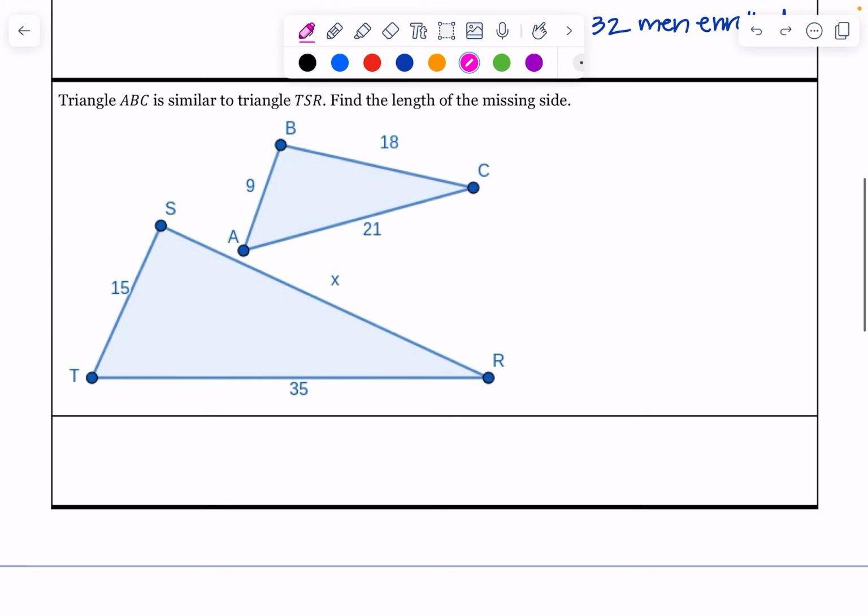All right, triangle ABC is similar to triangle TRS. Find the length of the missing side. So this right here is what we are looking for. ABC is the order they give us for the first one, and then T, S, R, so they are set up the same way. When we're comparing, I'm going to make this side pink as well, so we can see which ones go together, and then let's make this side orange.